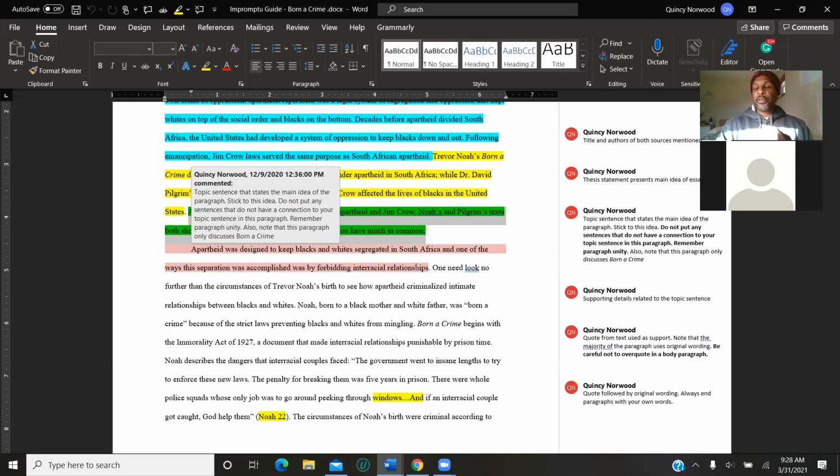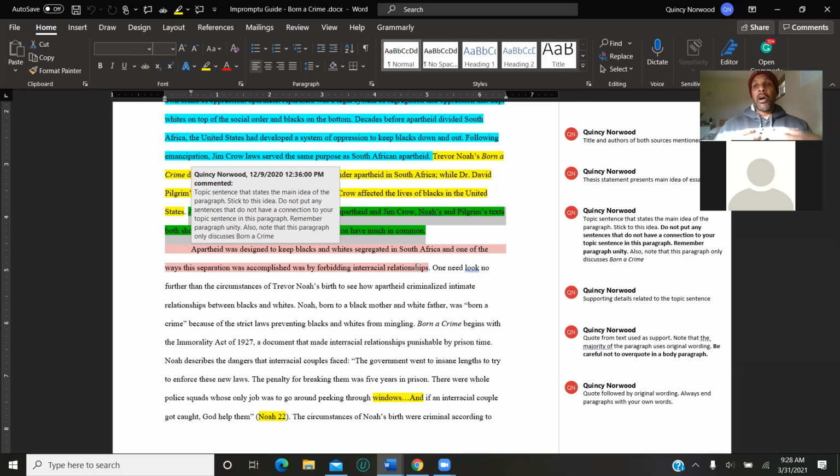I know you remember from the book, right? The reason Trevor Noah was born a crime. His mom was Xhosa, his dad was Swiss, right? So these unions were outlawed. So I'm going to discuss an example from Born a Crime, showing the illegality of these interracial unions.